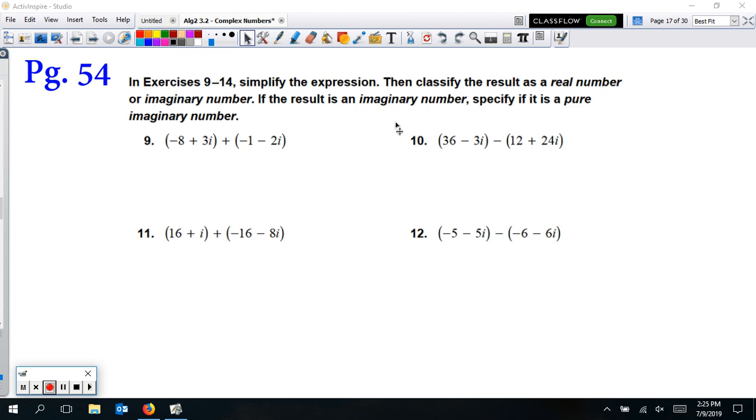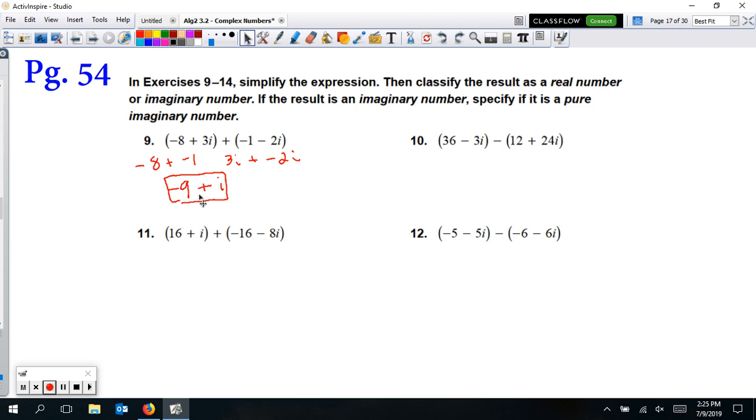Okay, so hopefully you paused the video and you've done 9 to 12 and you're just checking to see if you get these correct. So for 9, we're going to be putting the real parts together, which is negative 8 plus the negative 1, and the imaginary parts would be 3i plus negative 2i. So we're going to see that become negative 9 from the real parts, and these two combine to give us a positive 1i, or just positive i.